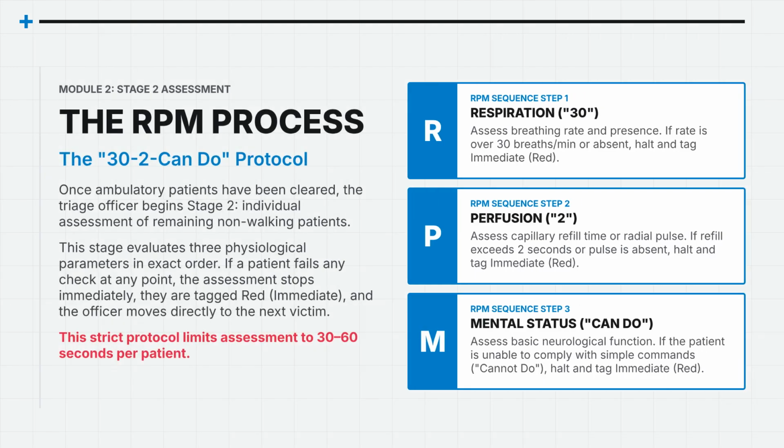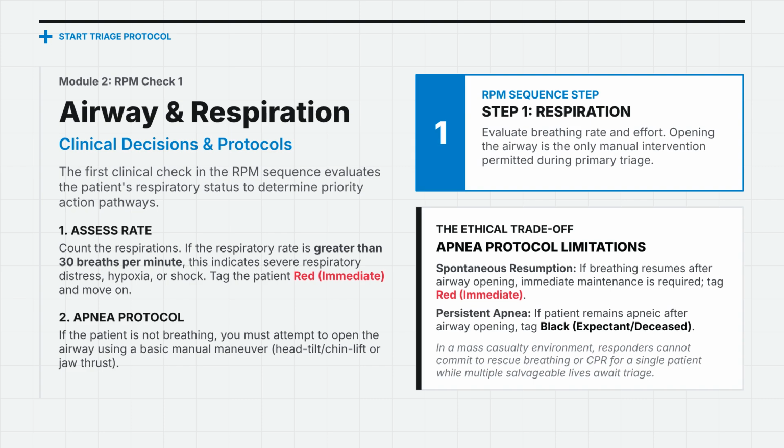For the remaining patients, we apply the 30-2 can-do RPM process. This evaluates respiration, perfusion, and mental status in that specific order. If a patient fails any check, the assessment stops, they are tagged immediate, and the officer moves on, keeping assessments under 1 minute. In the first RPM check, we evaluate respiration.